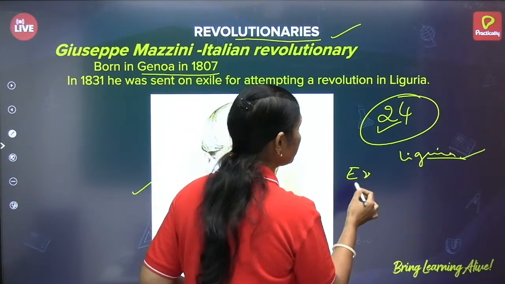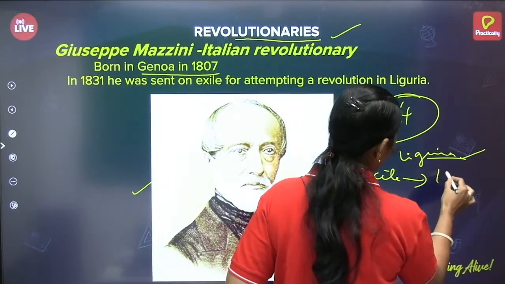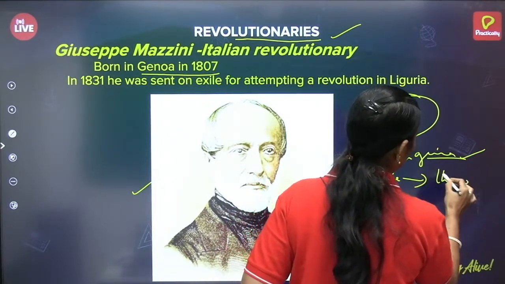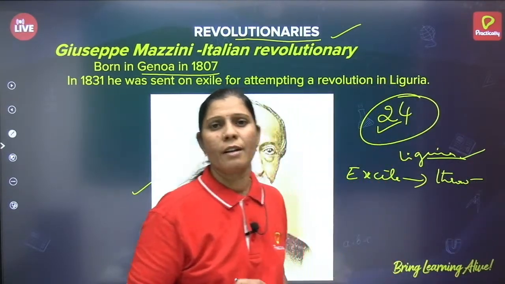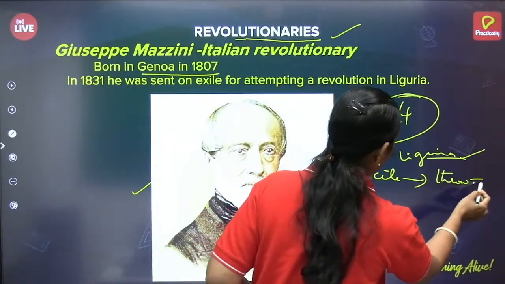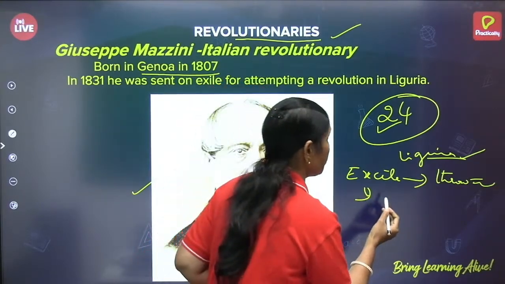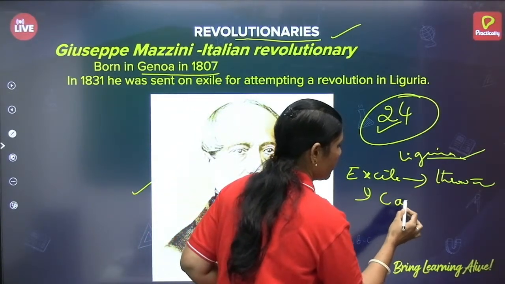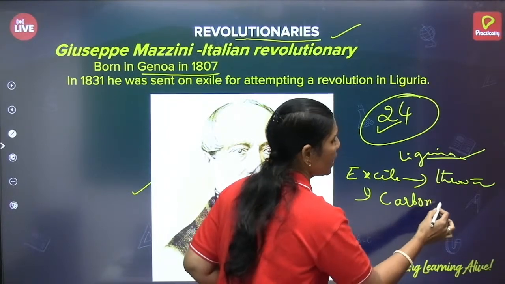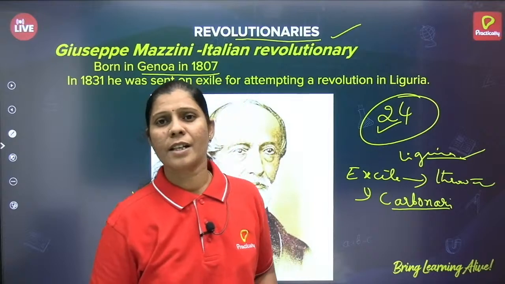Exiled in the sense, exiled means thrown away, or let out of the country for a few years. Okay, so while he was in exile, he joined one organization which is called Carbonari. Please note this place, children. Carbonari is a secret society.